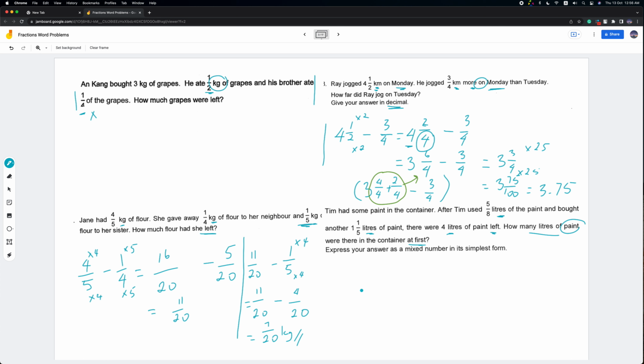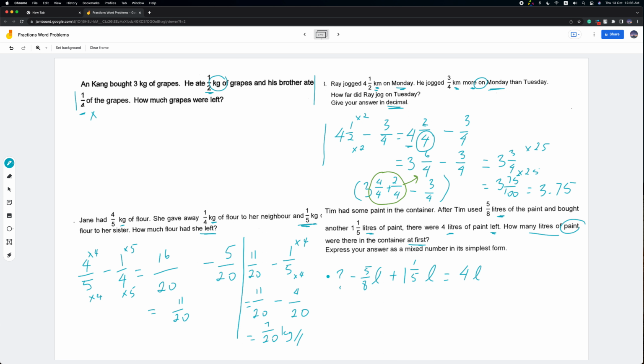So we want to find at first. That means we don't know what's at first. Alright, so let's read the story again and write down the equation. At first, I have some paint. Then I use 5/8 liters. And then I bought 1/5 liter. And in the end, I have 4 liters of paint.